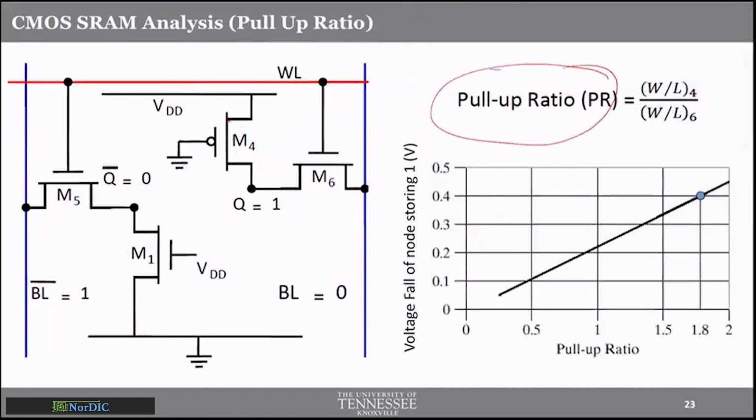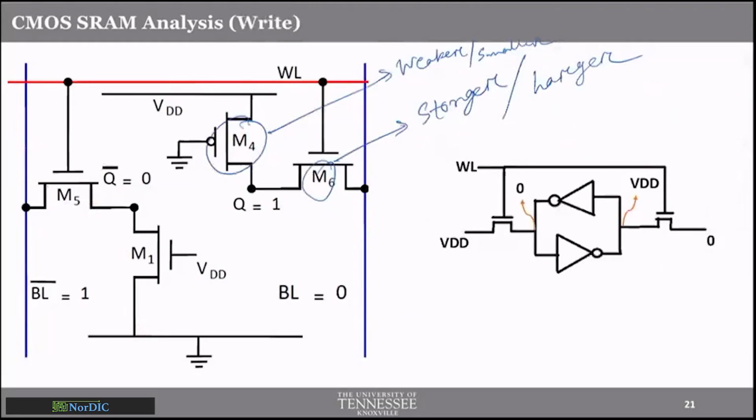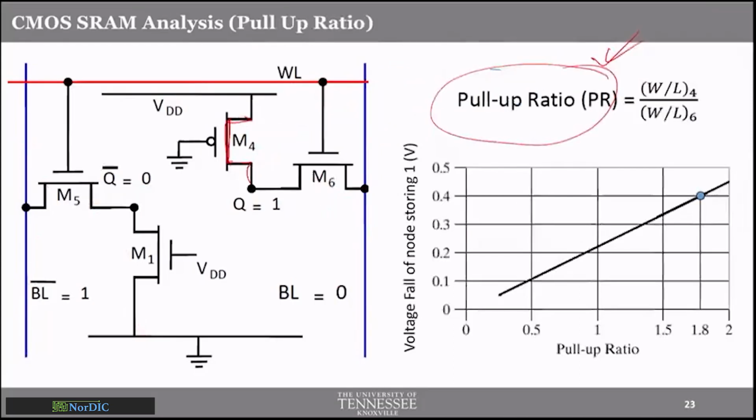Let's see, we define another metric called pull-up ratio. Why pull-up? Because it is related to the pull-up transistor, right? That's why pull-up ratio. And that's what you see here. By the way, we needed the M6 to be larger. Remember that M6. So the size of M6 is in the denominator, right? The size of M6 is in the denominator. So if M6 is larger, the pull-up ratio will be less. The lower the pull-up ratio, the better it is.